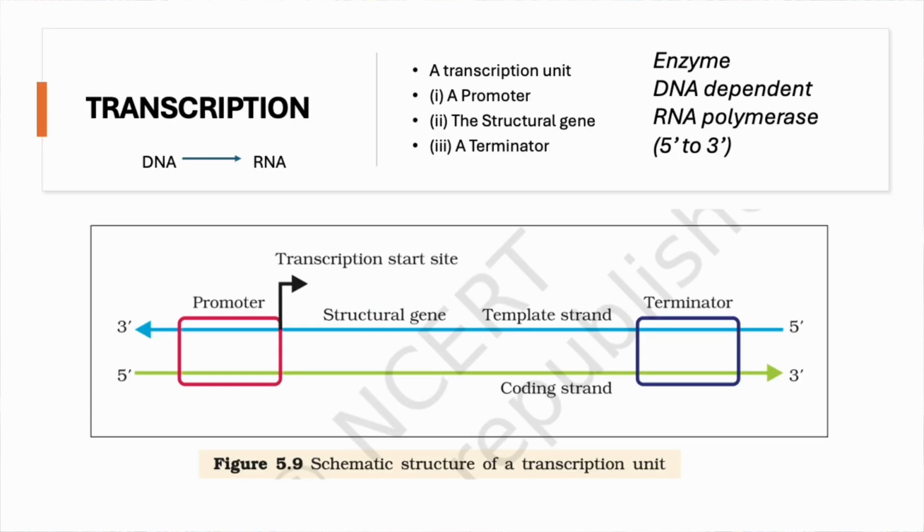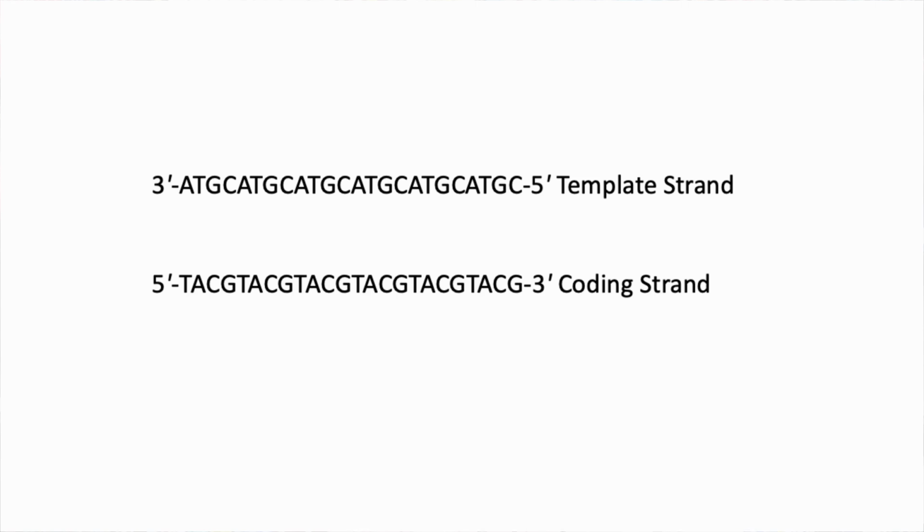Under transcription, we learn the schematic structure of the transcription unit and its components, the importance of all the components like promoter, structural gene, and terminator, and the characteristic features and importance of the enzyme DNA-dependent RNA polymerase. Students should learn to write the sequence of a complementary strand, a template strand, or an mRNA based on the nucleotide sequence which will be given.